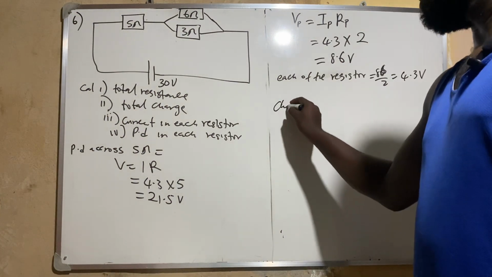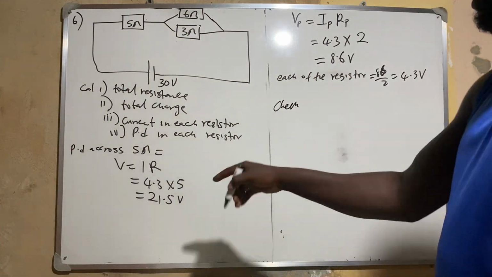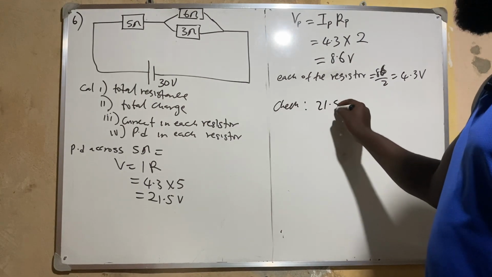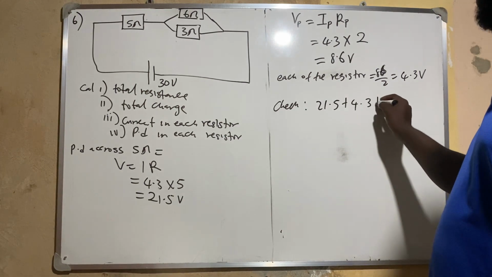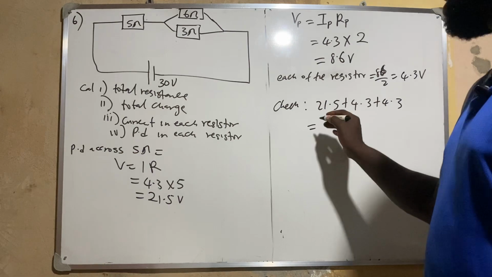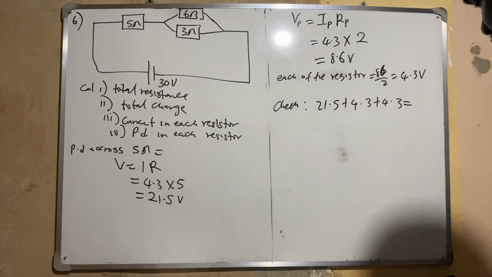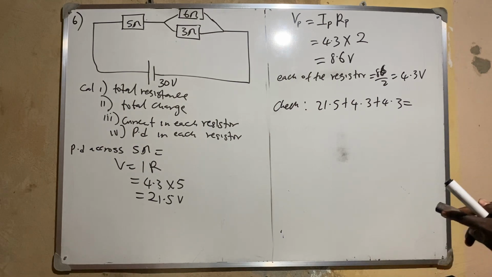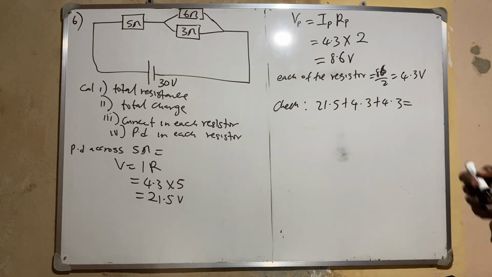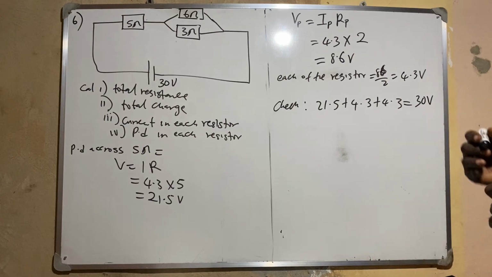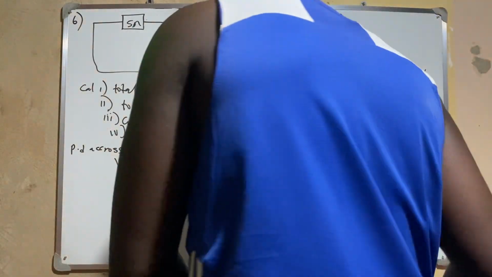So let us check it now. You now have 21.5 plus 4.3 plus another 4.3. We want to get the total voltage there. The total voltage will be 4.3 times 2, then plus 21.5. I have 30.1, so approximately 30 volts. This is very, very correct now.